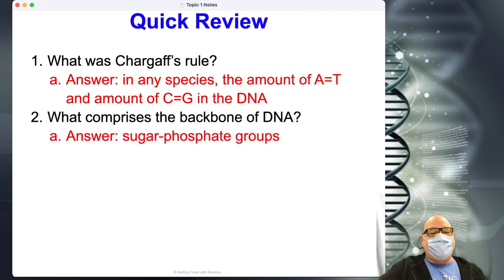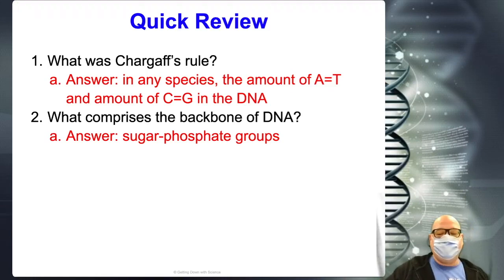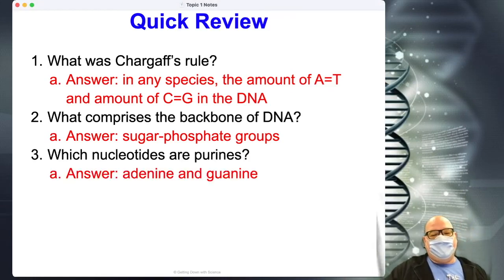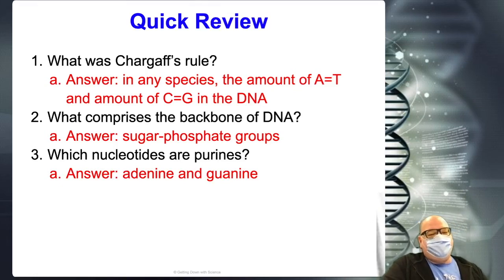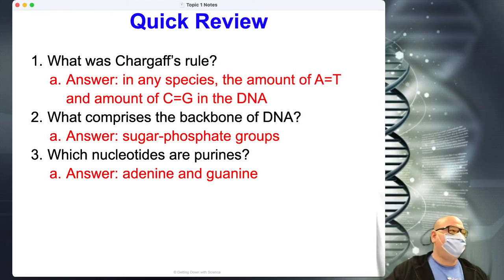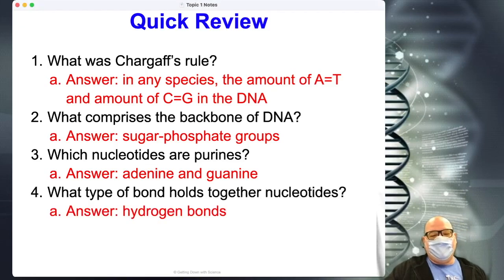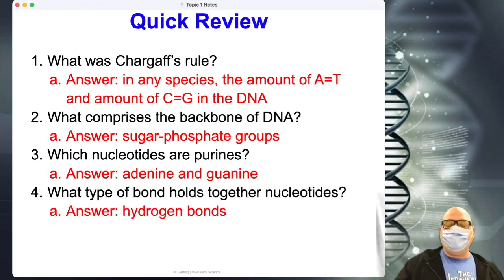All right, what's the backbone made out of? Those are your sugar phosphates. So what's left? The bases, okay? The nucleotide bases. And you should start being familiar with purines and pyrimidines. Remember, purines are the A's and G's. Those are your double rings, okay? And which ones are the pyrimidines? Anybody remember? C, U, T, yep. What kind of bonds hold them together? Those are hydrogen bonds.